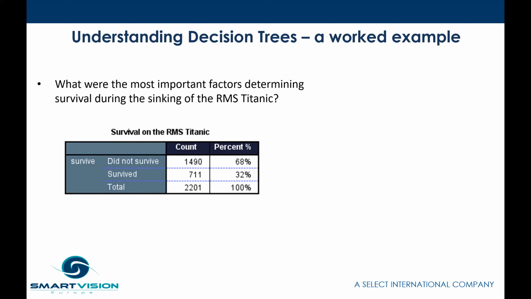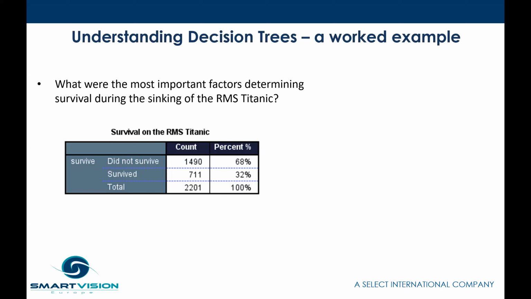If you just type in Titanic data set into Google or something like that, you'll probably find more than one version of it out there. But it's a data set that has 2,201 cases in it, each case, of course, representing a passenger on the Titanic. And of course, we know that tragically 68% of people died on the Titanic. So 1,490 people actually did not survive the sinking of the Titanic.